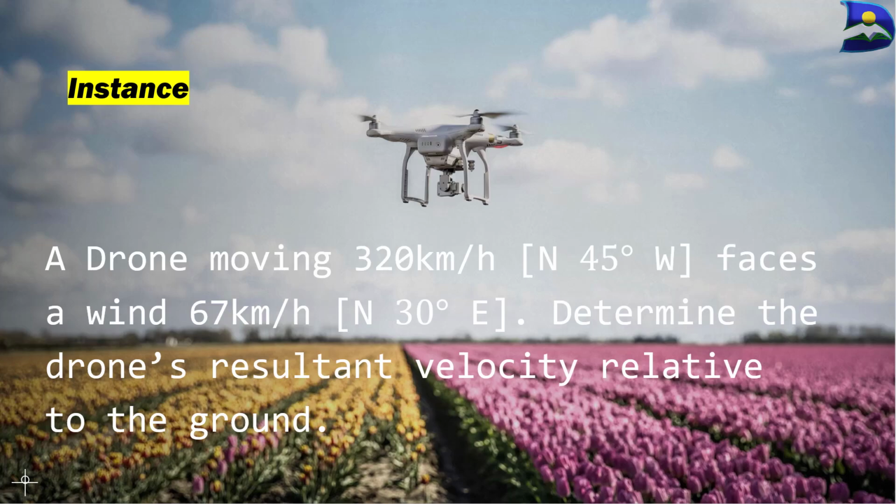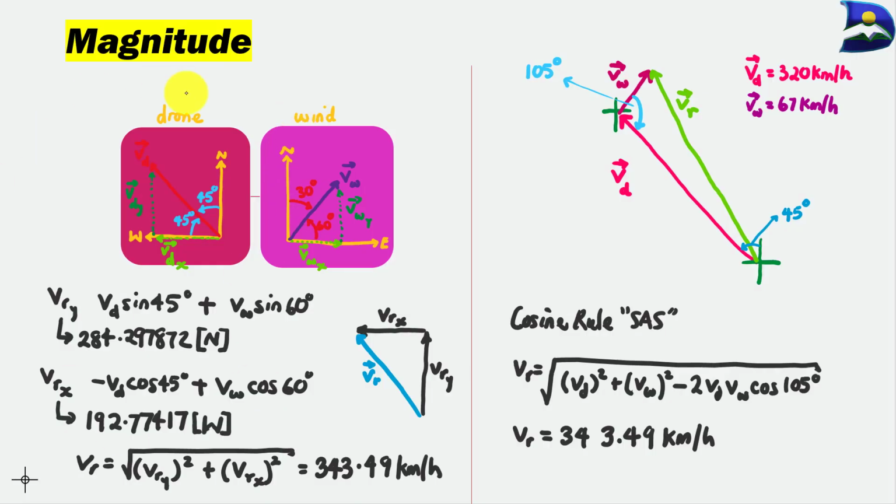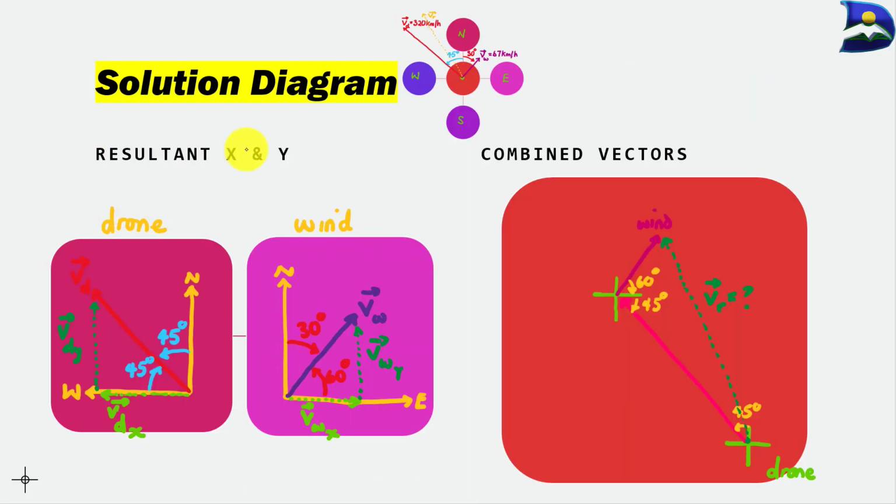So whichever strategy works for you, either using this particular strategy called resultant X and Y, or using the combined vector, with careful analysis you will be able to determine the same answer no matter what.